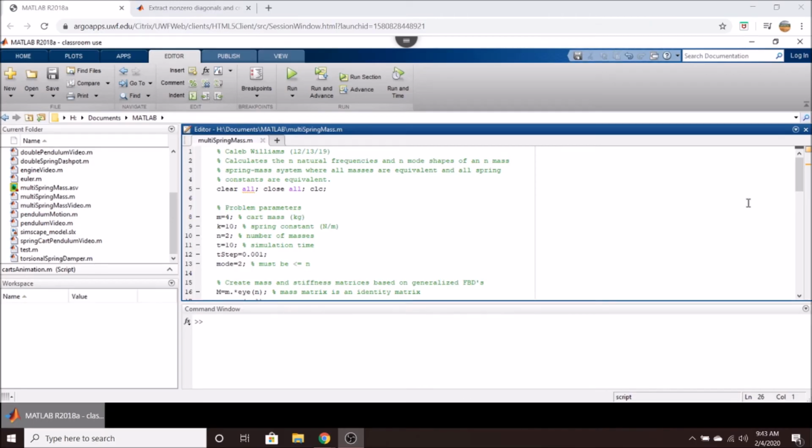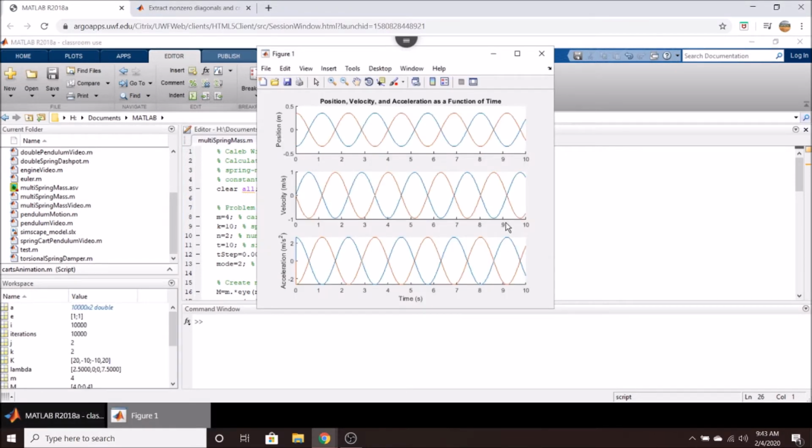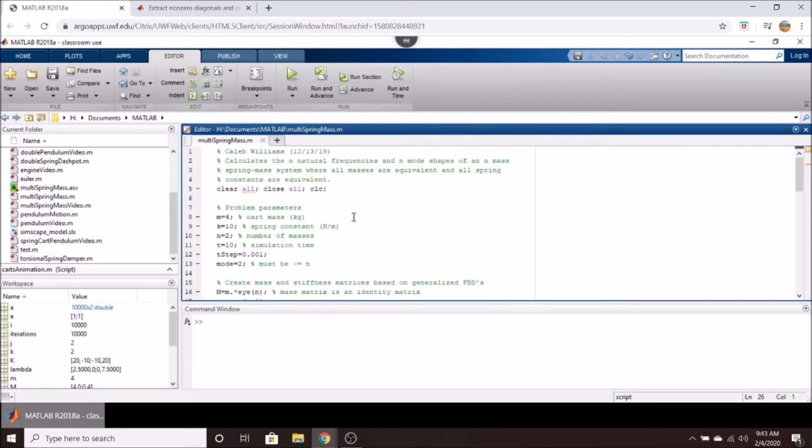In this video, we're going to be taking a look at a set of MATLAB code I developed to calculate the natural frequencies and mode shapes of an n-mass spring mass system. In addition, this script will numerically solve the equations of motion to graphically display the position of the masses as a function of time in the desired mode of vibration.